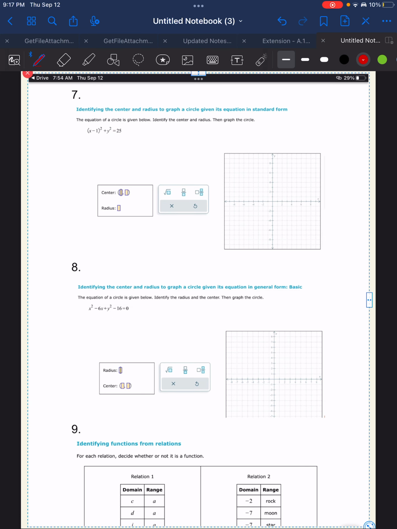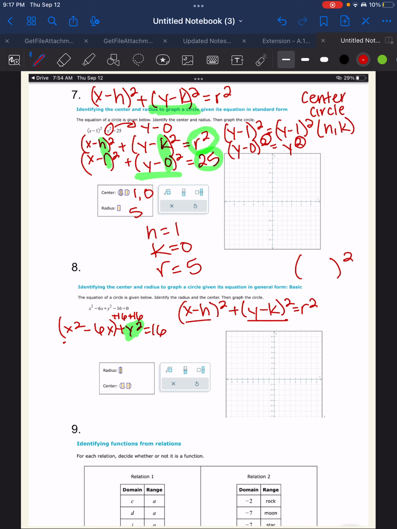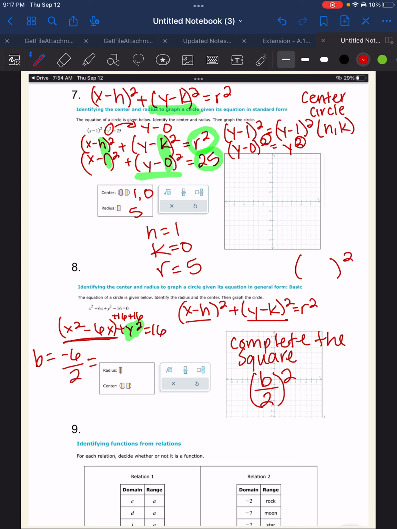I'm just looking at this x squared minus 6x right here. Here we go. Completing the square means we are going to take b, half it, and square it. Well, what is b? Negative 6. When you half that, you get negative 3. When you square it, you get 9. Remember to add that to both sides.